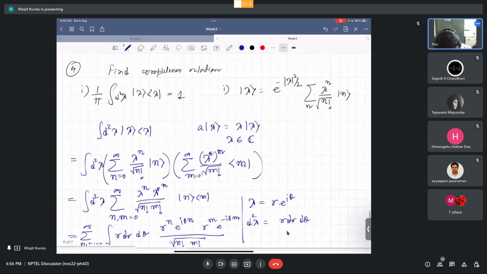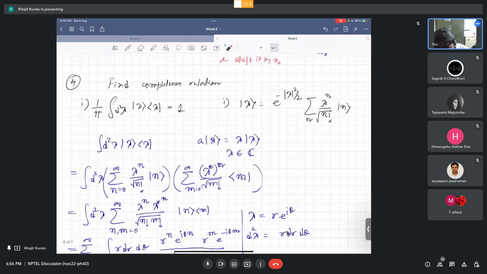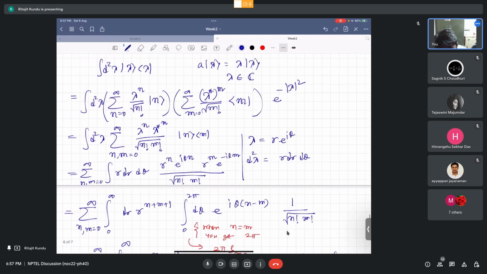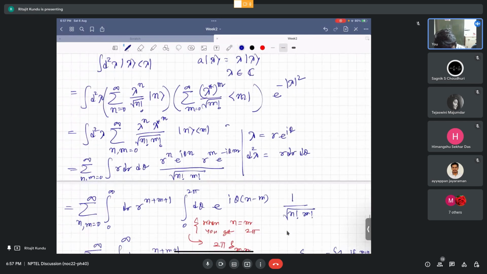Yeah, I have missed those e to the powers. So let me just write this: e to the power minus lambda mod square. Because there will be two of these, I'll just use lambda mod square. So, e to the power minus lambda mod square.